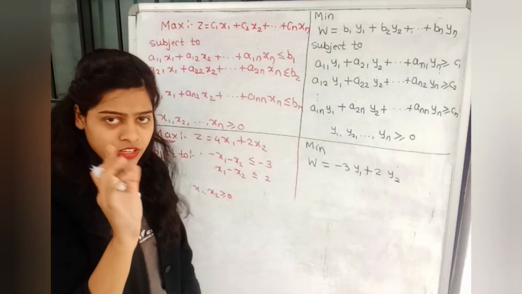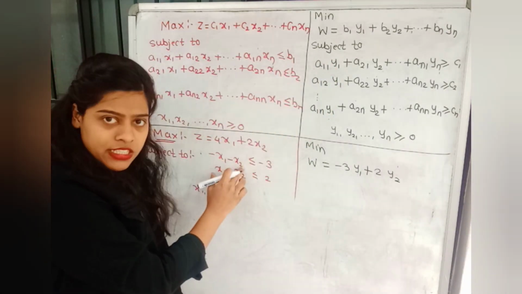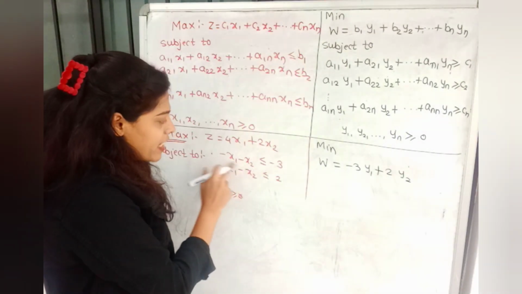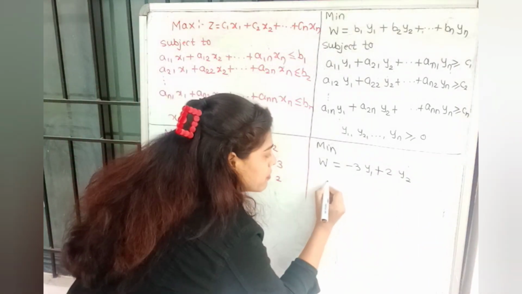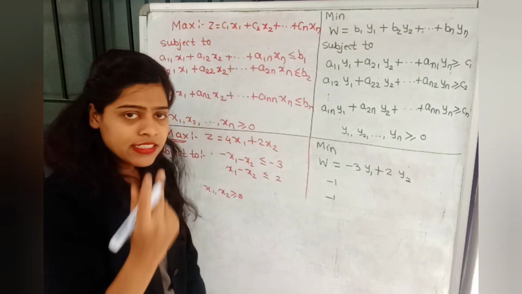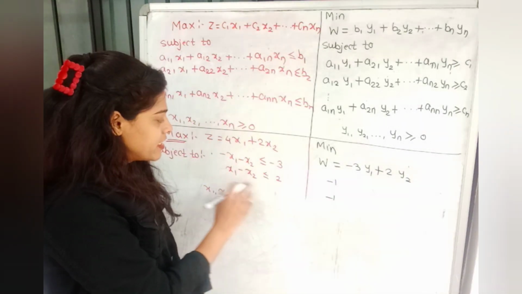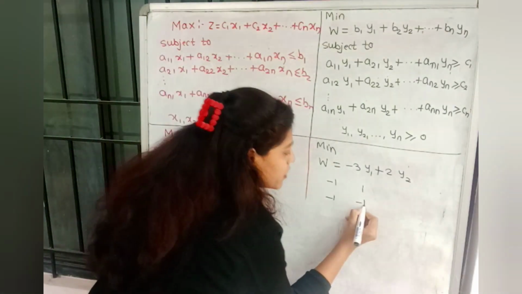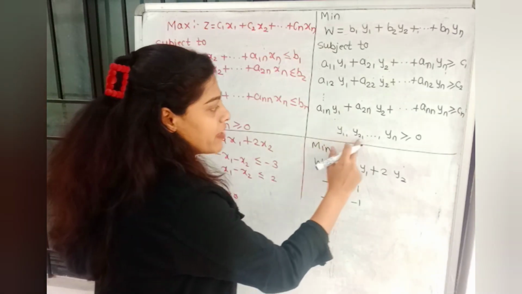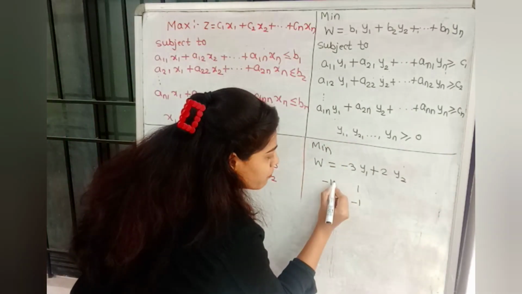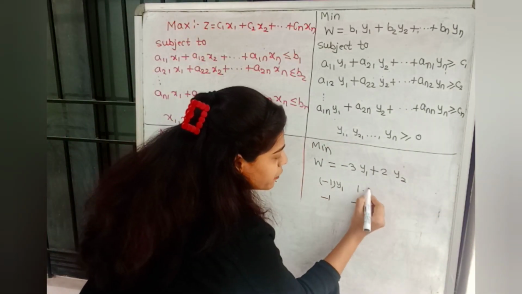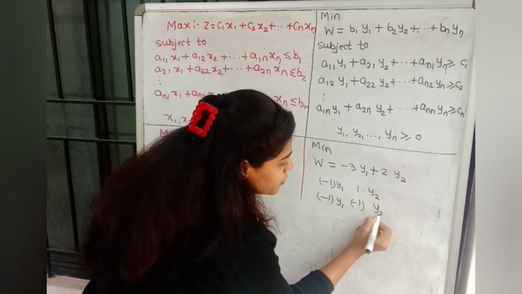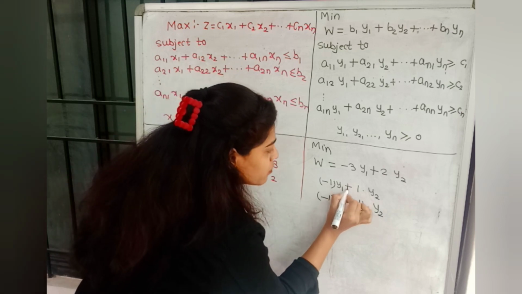Now to find the constraints, firstly we consider the first constraint and take the transpose of its coefficients, that is -1, -1; its transpose will be -1, -1. Similarly, consider the second constraint, that is 1, -1, and take its transpose, that is 1, -1. Again we have two variables, y1 and y2, so we place them here: -1 into y1 and y2, and 1 into y1 and y2.